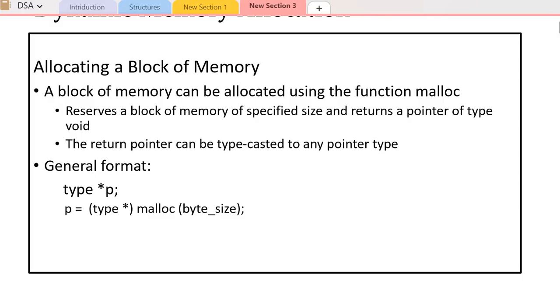Malloc means memory allocation. It allocates a block of memory from the heap. The general syntax is type *p, where p is a pointer, and p = (type *)malloc(byte size). Malloc generally returns a void pointer, therefore we typecast it into the required pointer type. This is called typecasting.